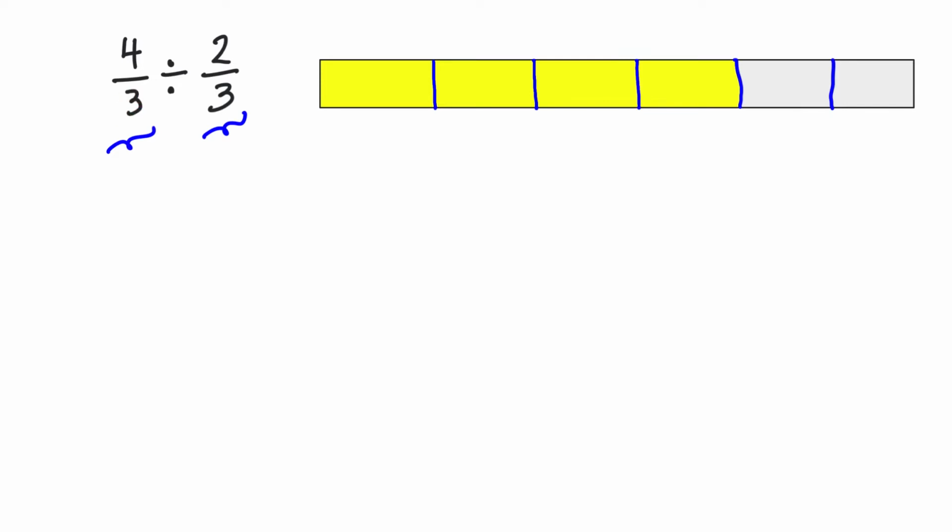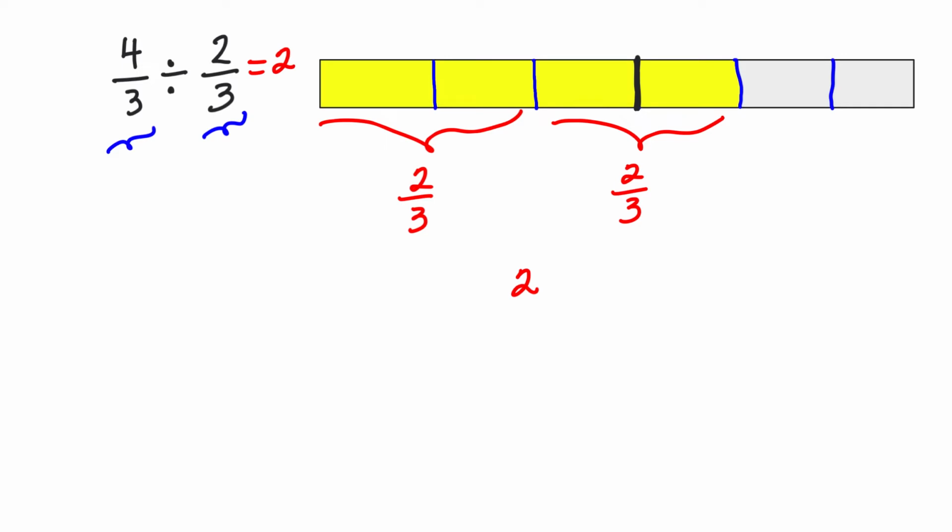So you want to think that here is where you have the whole. That will help you. We want to make groups of 2/3. So we need here, so 1 is 2/3 right there. Here is another group of 2/3. So how many groups can we make? We can make 2 groups. So the answer is 2.